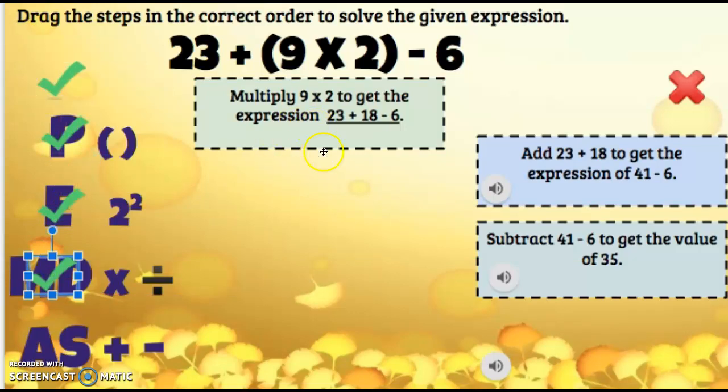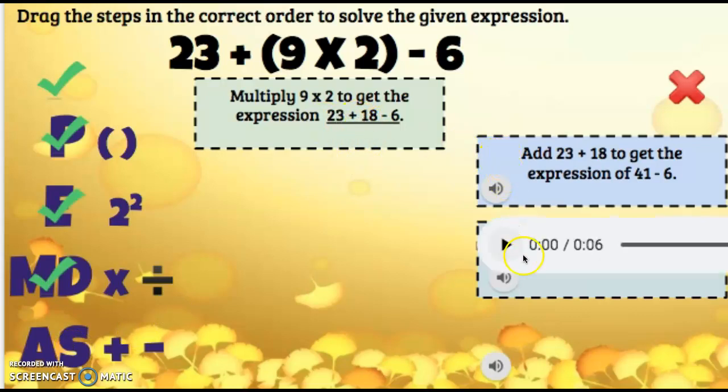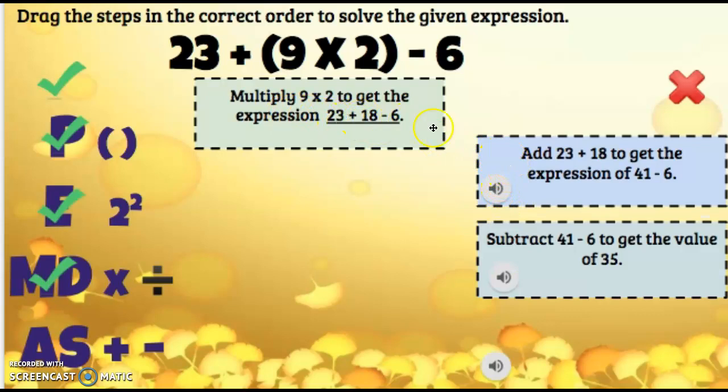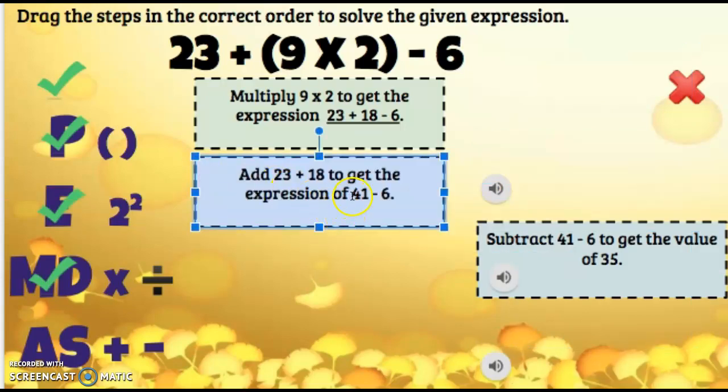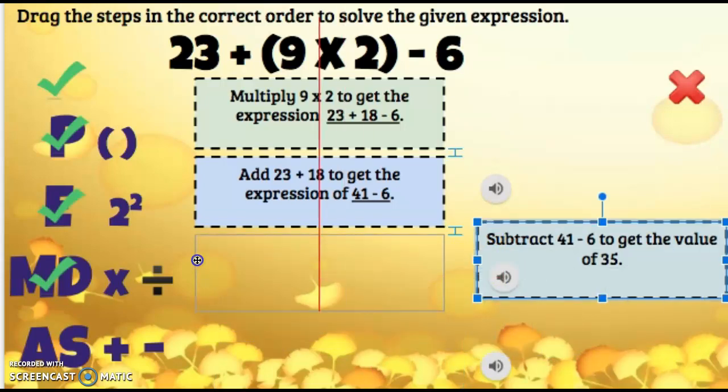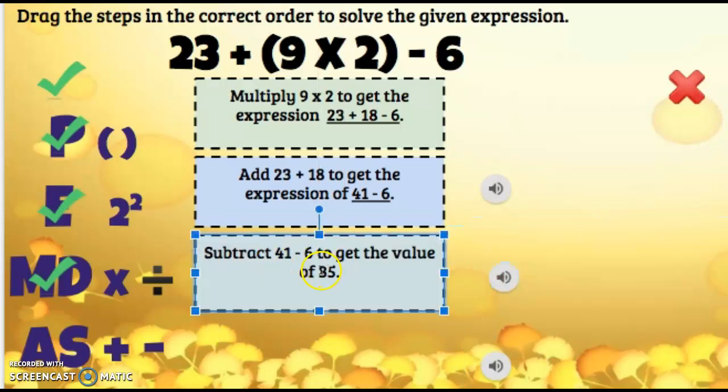Now I'm going to look here and see, okay, well, I have 23 plus 18 minus 6. Well, addition and subtraction. They're next to each other, so I must solve from left to right. So the step that tells me to add 23 plus 18, add 23 plus 18, and I get 41 minus 6. So my new expression is 41 minus 6, and if I do 41 minus 6, I will get the answer or the value of 35.